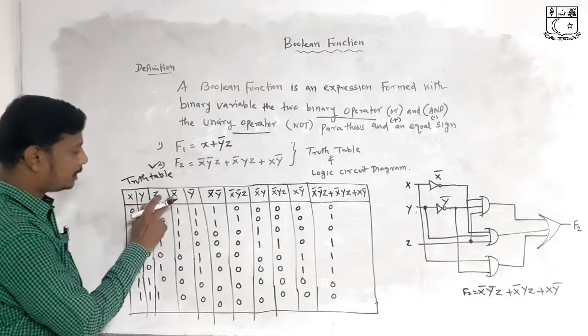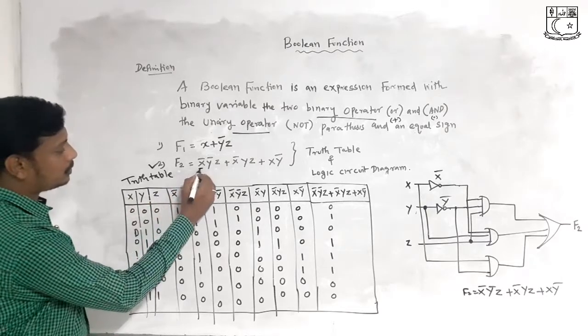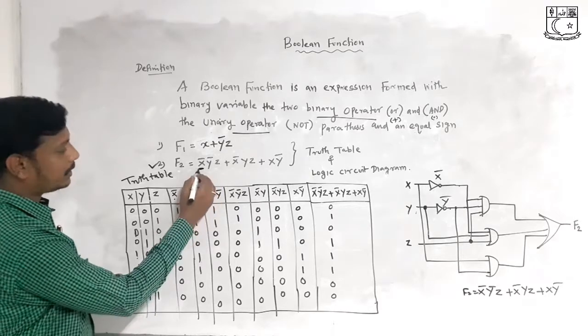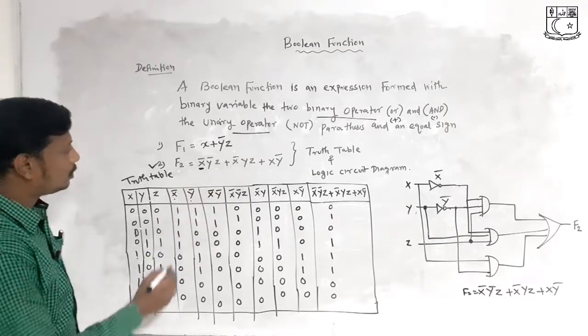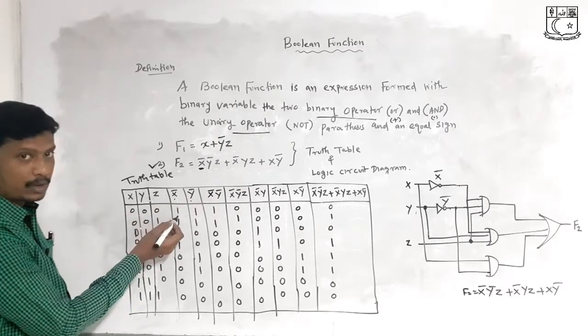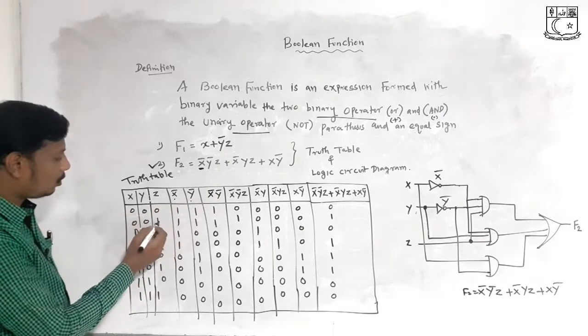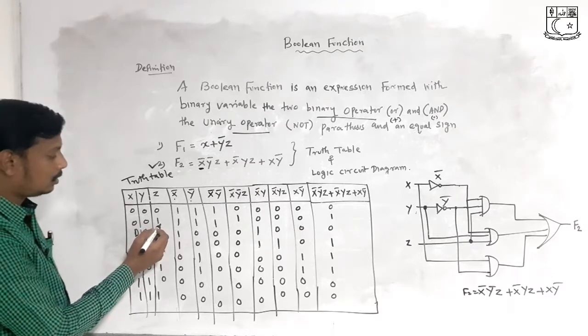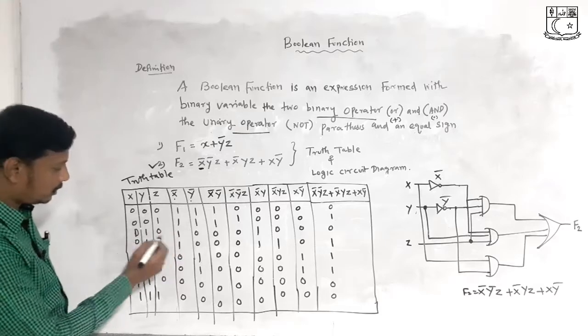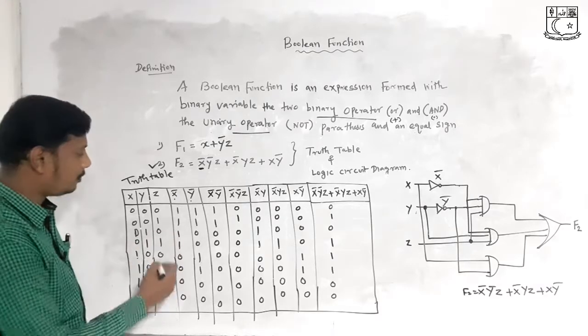Next, x bar. This is the first one: x bar will be used, and another, y bar. First x bar: where x is 0, x bar is 1, and where x is 1, x bar is 0. You can change the values accordingly for x bar.